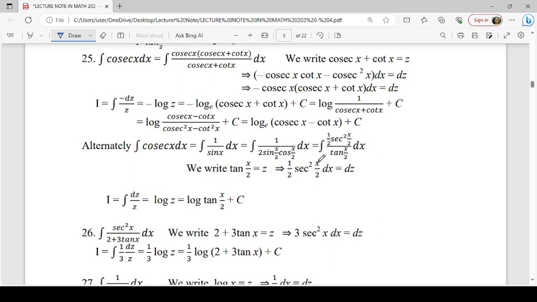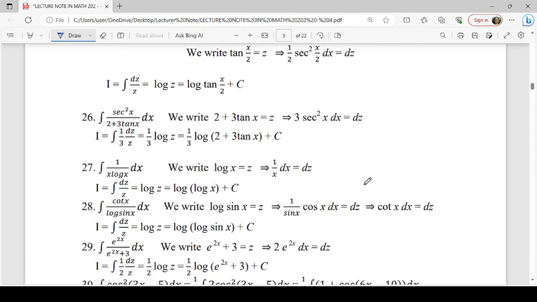Then dividing by cos square x by 2, in the numerator we get sec square x by 2. The denominator is cos x by 2 over cos, it is tan x by 2. So the derivative of tan x by 2 is sec square x by 2 into half. So this is z, this is dz, so it is dz by z, so it is log of z. So log of z means z is tan x by 2. So these are all by the method of substitution.